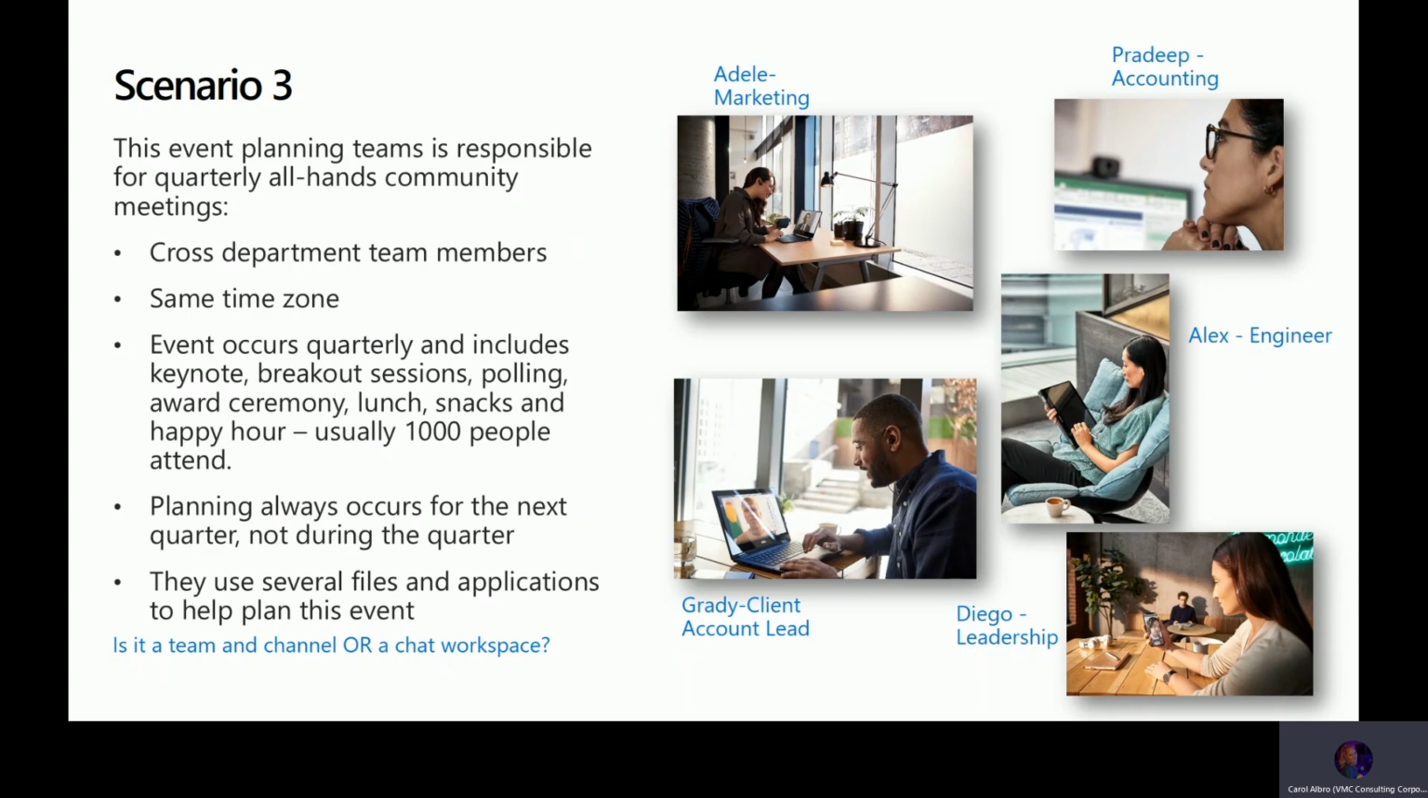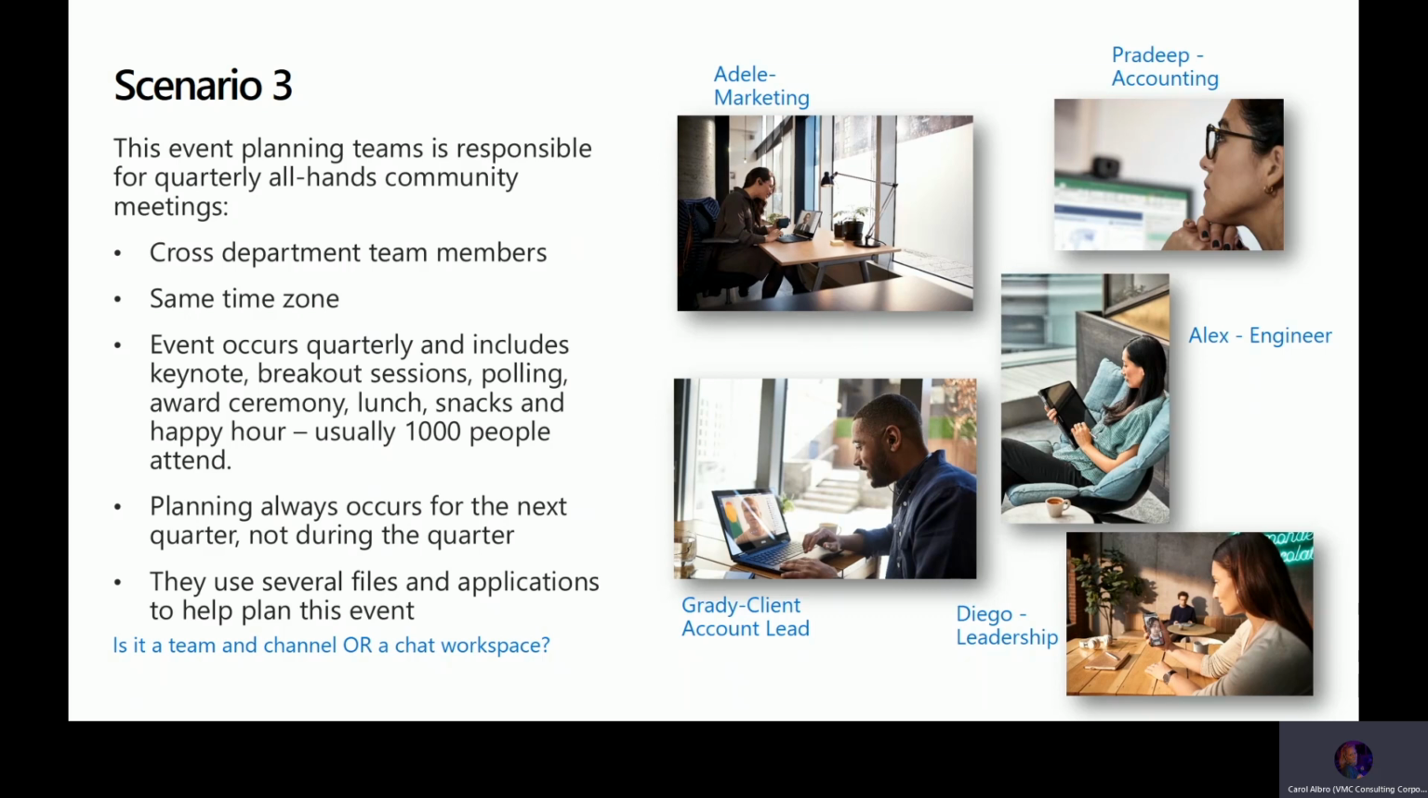They have a lot of attendees, 1,000 people, and they have a lot going on at each event. They have keynote speakers, breakout sessions, award ceremonies, kind of funny award ceremonies. They do some audience polling for entertainment. They have food and beverages for lunch, break, and then finally a happy hour as well. This is a plus run one project, so they're all volunteering to make sure their community has an opportunity to interact and network. They use a lot of files and applications to make sure this event is well planned each quarter.